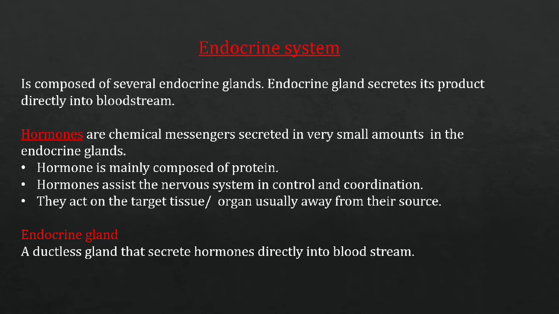Now, as we know, the endocrine glands secrete the hormones. What is a hormone? Hormones are chemical messengers secreted in very small amounts by endocrine glands. Hormones are mainly composed of protein. Hormones assist the nervous system in control and coordination, and they act on the target tissue or organ, usually away from their sources.